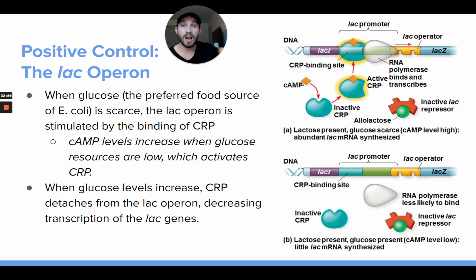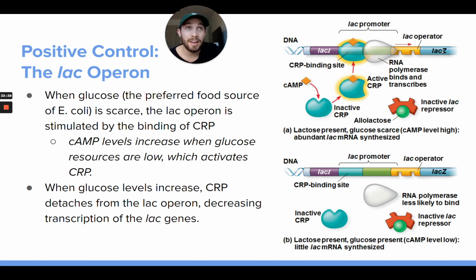Now, when glucose is not present in the environment, and there's not a lot of glucose inside the cell, that's when you're going to see a lot of cAMP in the cell. Think of the cell panicking because there's no glucose. It's like, oh my God, we're going to die. There's no glucose. And there are all these signal transduction pathways taking place, and a bunch of secondary messengers like cAMP floating around. When there's not a lot of glucose, there's going to be a lot of cAMP. And when there's a lot of cAMP, it'll bind to this activator protein, which will then bind here and cause the expression of the lac genes to increase.